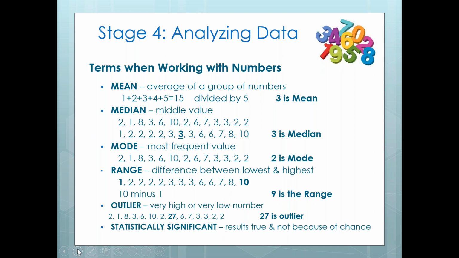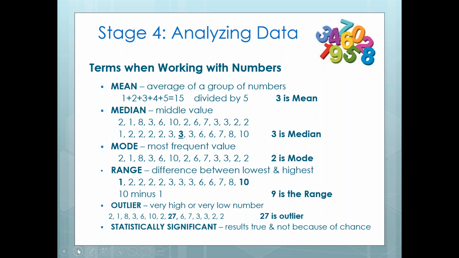Then range would be taking the lowest value and the highest value, and finding the difference between the two. If you use the same numbers from the example, 1 would be the lowest value and the highest would be 10. To get the range, you subtract 1 from 10. So it would be 10 minus 1, or a range of 9 points.